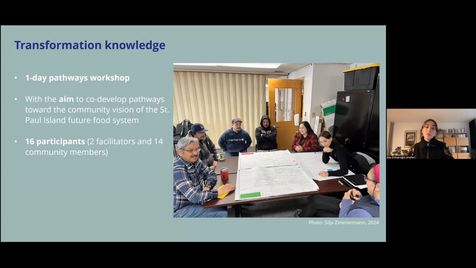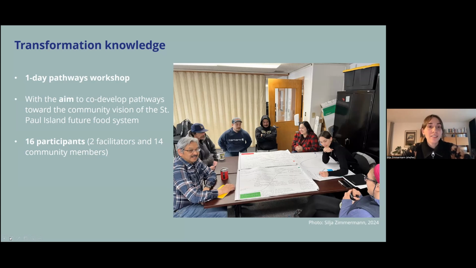Therefore, we hosted another workshop, a pathways workshop, which we called it, with, again, local government representatives and community representatives to develop specific transformation pathways towards the shared community vision of the St. Paul Island future food system that you've seen in the painting on the previous slide. And our aim there was really to think strategically about the steps that need to be taken to make the co-created future vision become a reality.